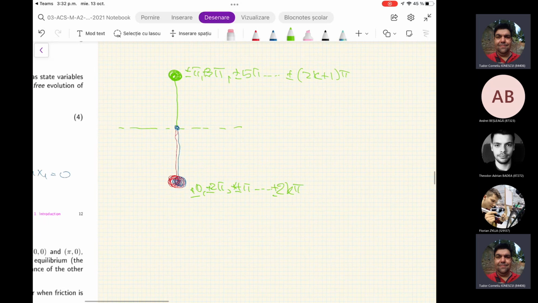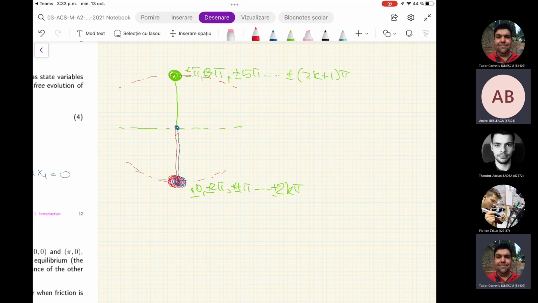Now, the question we address is, what is the significance? Which one of these points is good? Which one of these equilibrium points is stable? What do you think? What's your opinion on this? The one below, due to the one hanging.